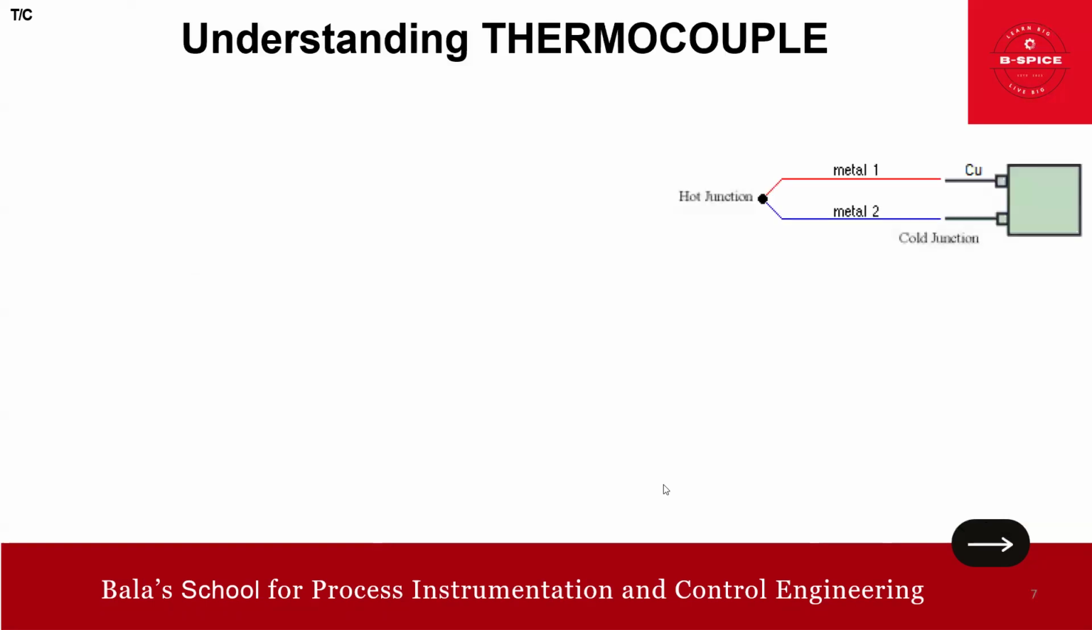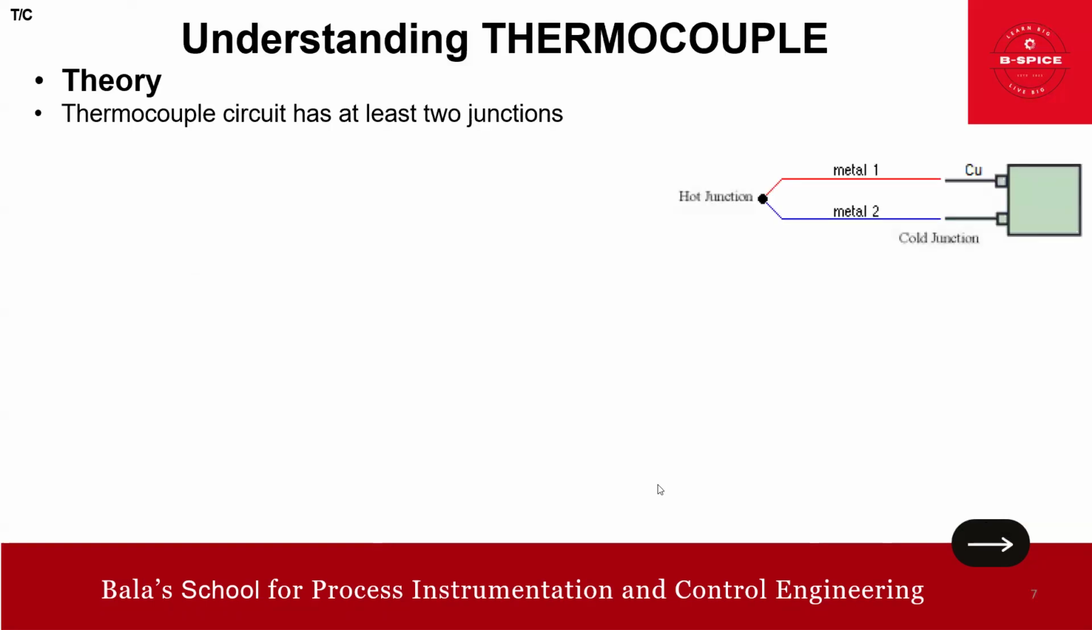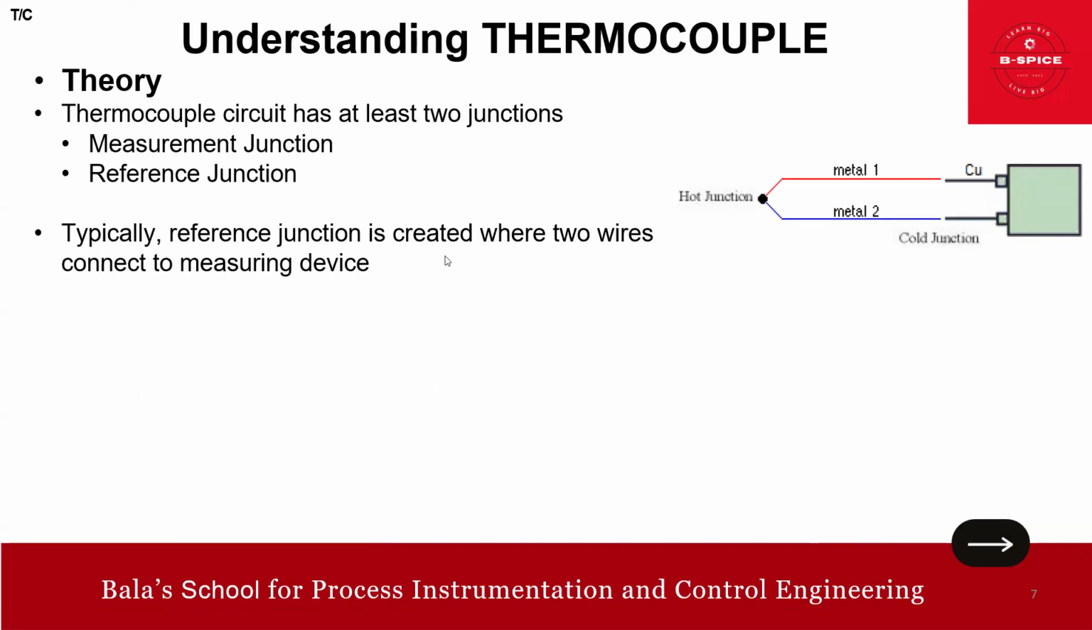Okay, now a few more to add on the theory. A thermocouple circuit has two junctions. One is the measurement junction, that is the hot junction. The other is the reference junction, which is called the cold junction. Typically, friends, the reference junction is created where two wires connect to a measuring device. So this is your reference junction, created where these two wires connect to a measuring device.